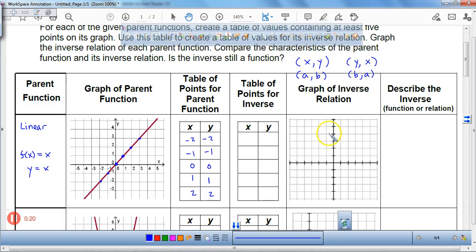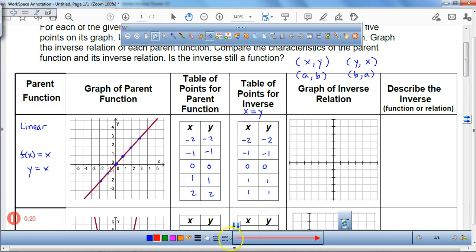Well, in a linear function, it really doesn't help. You really can't see the change, because if I take this one and move it, or if I take this one, it ends up being the same thing. So this is one of those weird functions where the inverse is itself. Well, it kind of makes sense. If this is y equals x, then we could also say x equals y. And when we graph it, we end up getting the exact same line that we had to begin with.